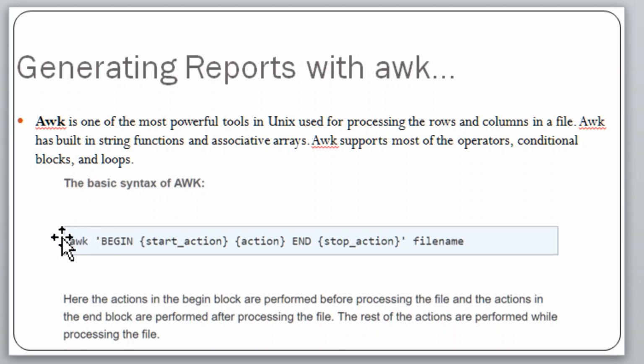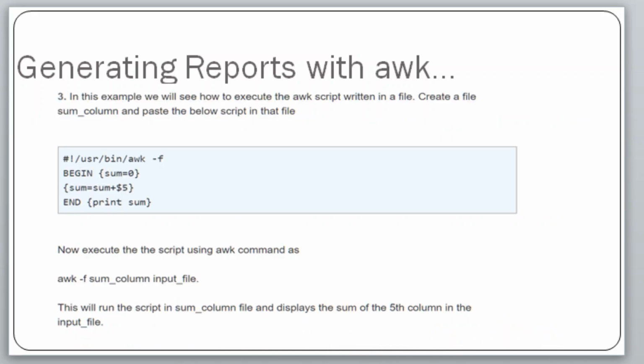So we have the awk command, and then we have BEGIN, the start action, the action, and then END, or the stop action, and then the file name. Okay. So here, the actions in the BEGIN block are performed before processing the file, and the actions in the END block are performed after processing the file. The rest of the actions are performed while processing the file. So we have an example here.